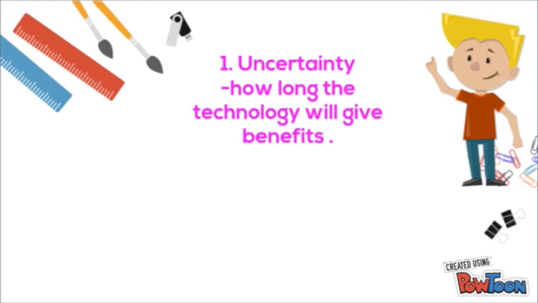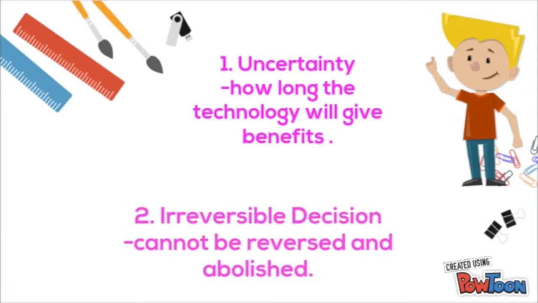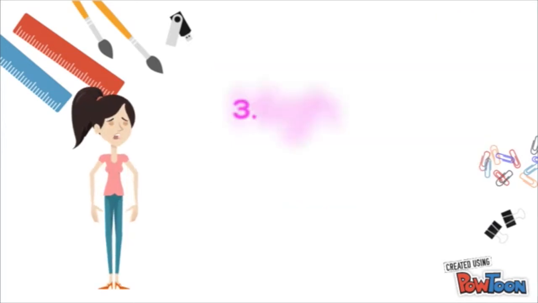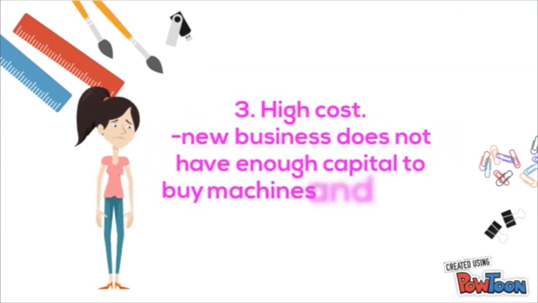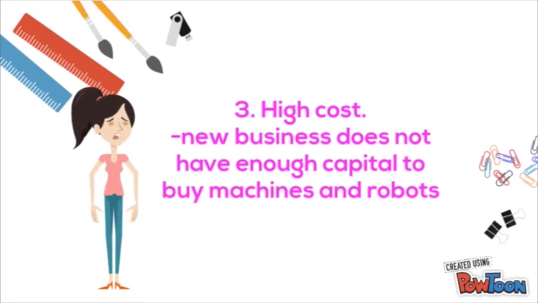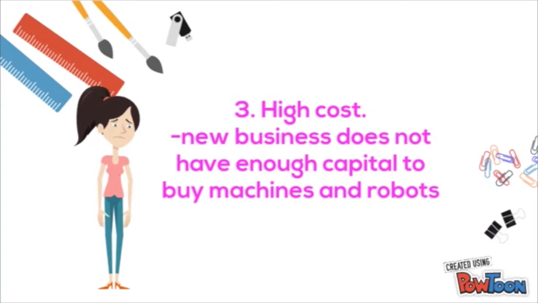Second, irreversible decision. For example, if a company makes a decision to purchase equipment that involves a huge amount of money, they will use it for a long period of time even if there is a change in the technology environment. Third, high cost. It is costly for a new business to buy machines and robots for their production. This is where capital expenditure decision comes in, whether the company wants to find enough capital to purchase the machines or pay for the IT services from the machine that is needed.